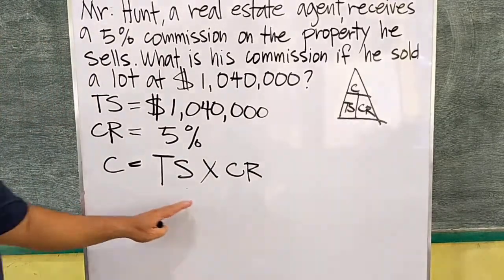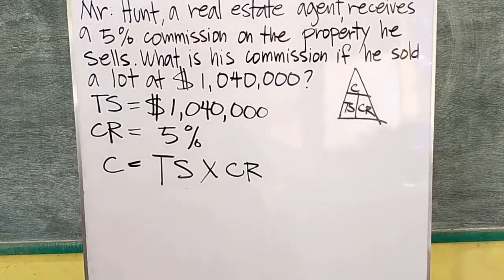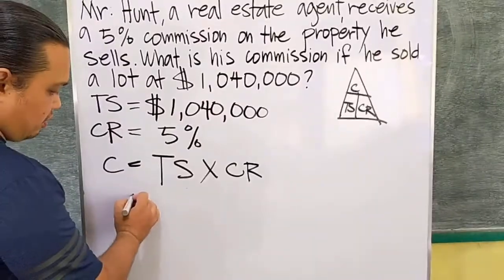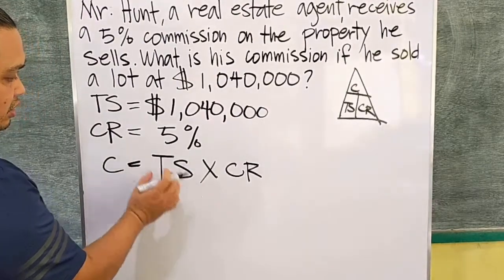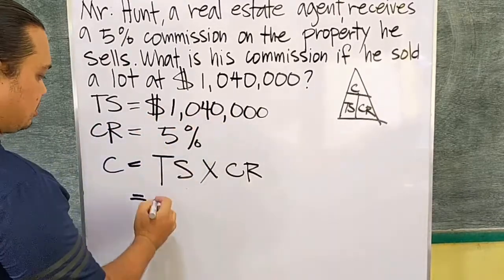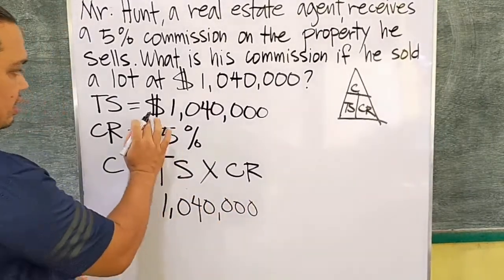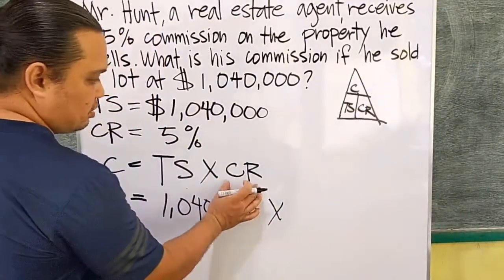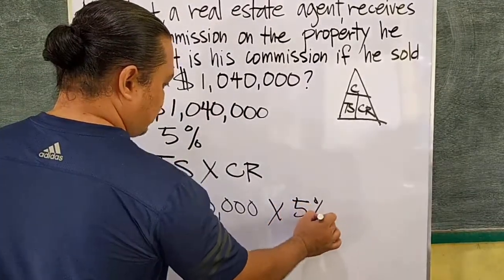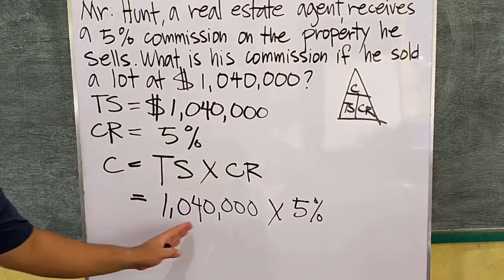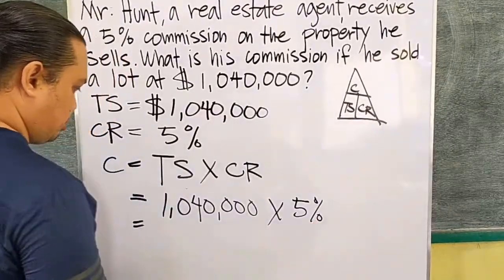So we have now the formula. What we need to do is substitute the given based on our formula. So let's substitute, looking for C, the commission of Mr. Hunt. TS, the total sales, equals $1,040,000, times CR, the commission rate. CR here equals how much? That's 5%. So we are now multiplying a whole number by a percent. How do we do that? By changing percent into a decimal number. So we'll copy this first.